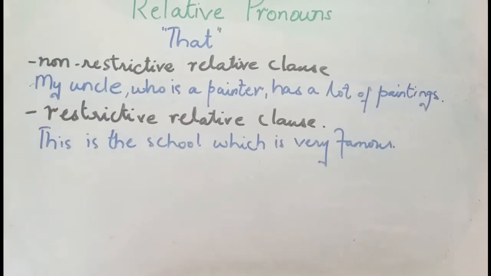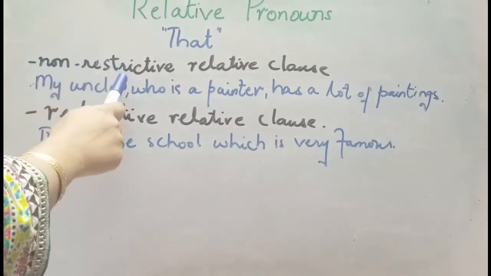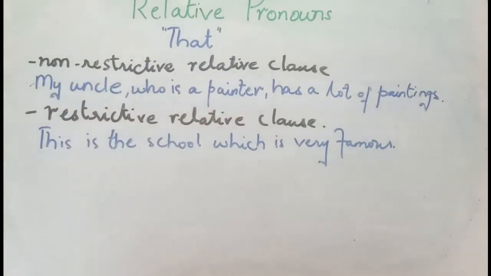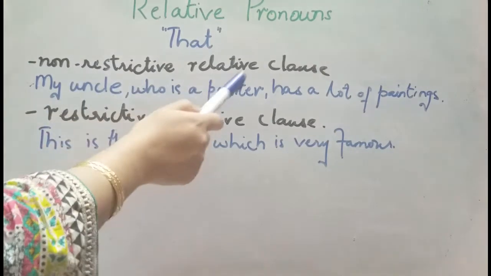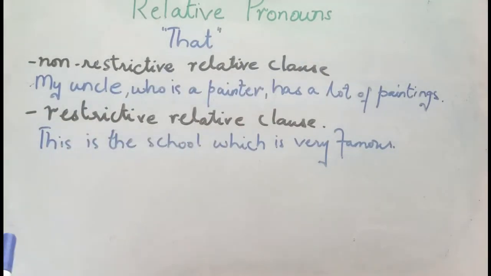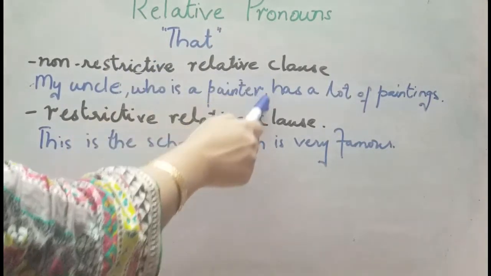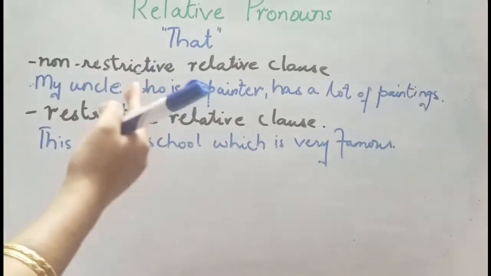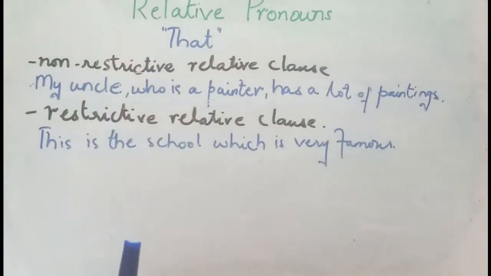Why is it important? I'll mention it in a while. Just see what it is. Non-restrictive relative clause. For example, my uncle, who is a painter, has a lot of paintings. I could have easily said my uncle has a lot of paintings. This wasn't necessary. Who is a painter? He obviously is a painter, that is why he's got a lot of paintings.